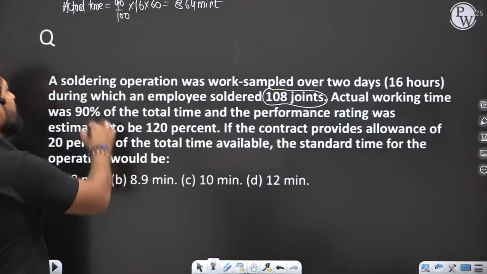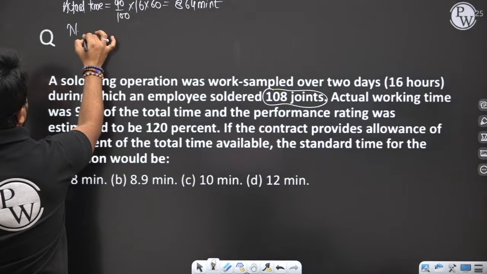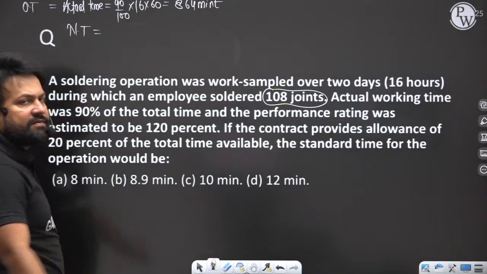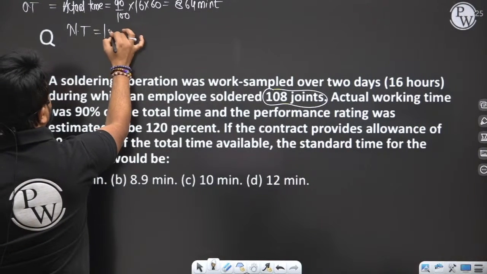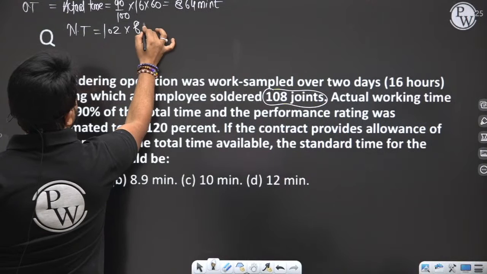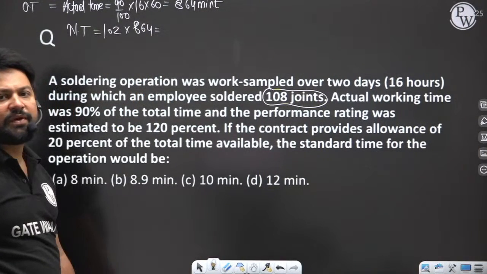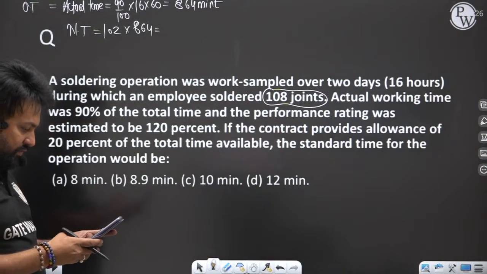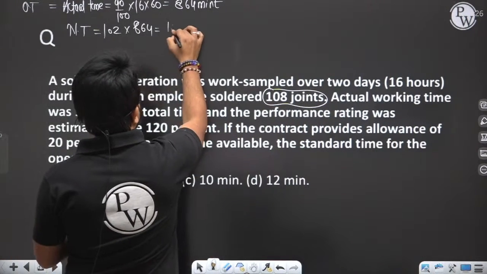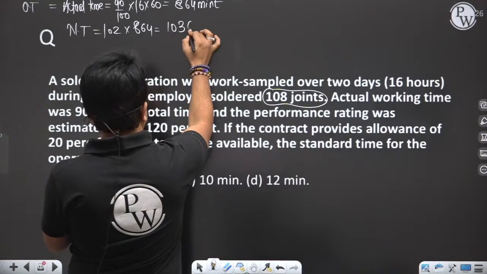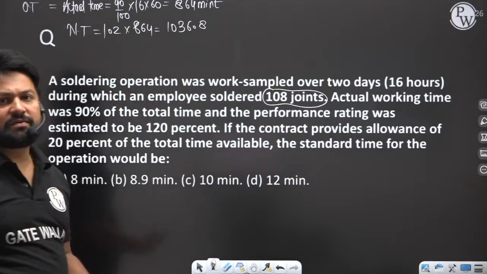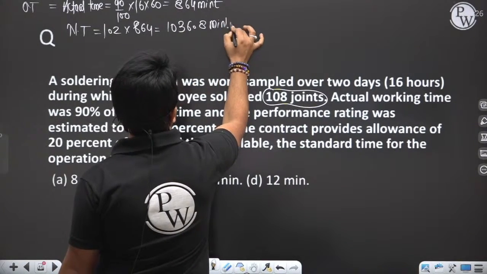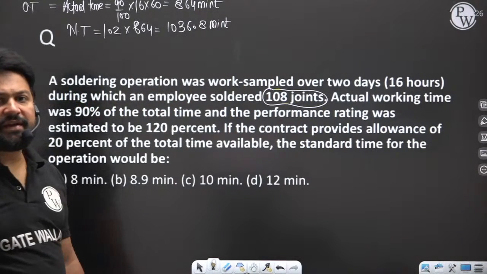So normal time will be what? Here normal time, this is basically observed time. The rating factor is given, that is 120%. So normal time equals 1.2 into 864, which will become 1036.8 minutes. So this is the NT, right?